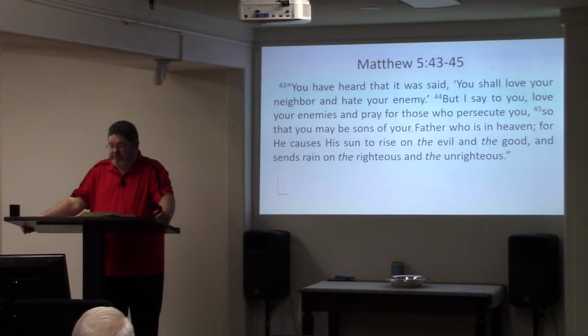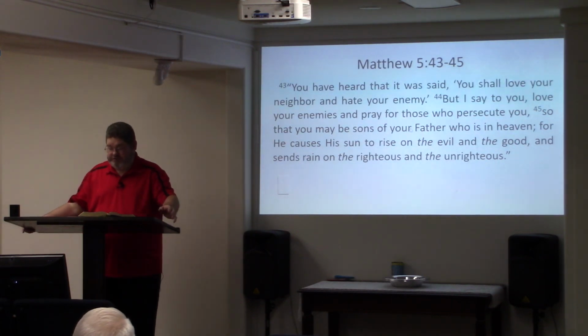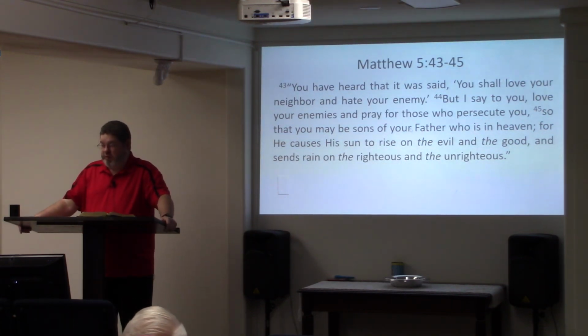Jesus says, "You have heard that it was said, you shall love your neighbor and hate your enemy. But I say to you, love your enemies and pray for those who persecute you, so that you may be sons of your Father who is in heaven. For he causes his sun to rise on the evil and the good, and sends rain on the righteous and the unrighteous." And elsewhere it says, "Vengeance is mine, says the Lord."